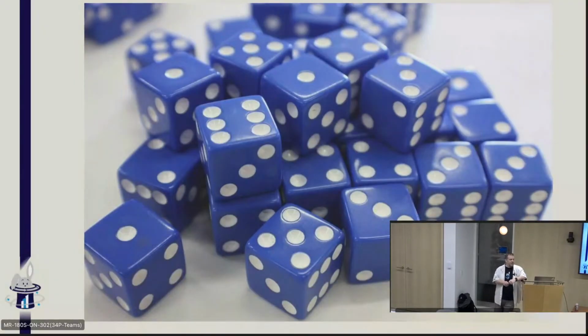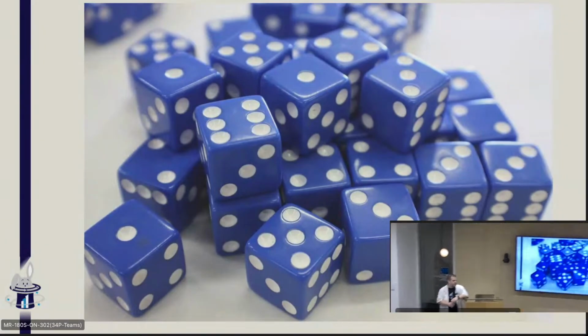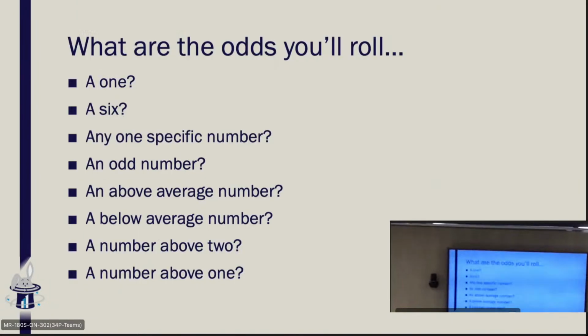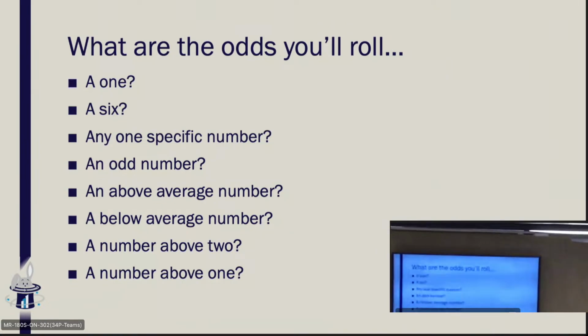Imagine I've got a single D6. Remember, a D6 is a die that has the numbers 1 to 6 on it. Really quickly, and we don't have to do this at the table, we can just talk about this. What are the odds that you're going to roll a 1 on a D6? 1 out of 6. It's not a trick question. What are the odds you're going to roll a 6? 1 out of 6. What are the odds you're going to roll any one specific number? 1 out of 6. This is so easy.